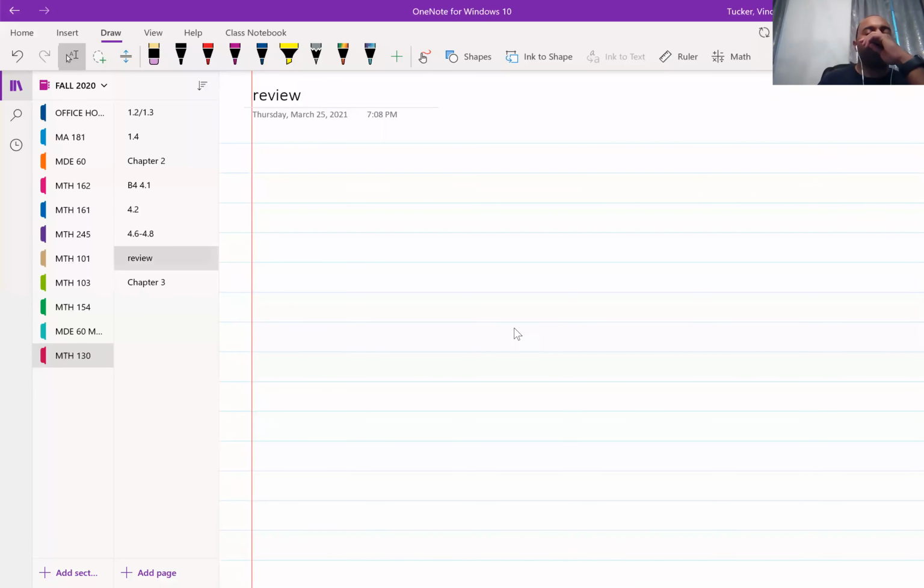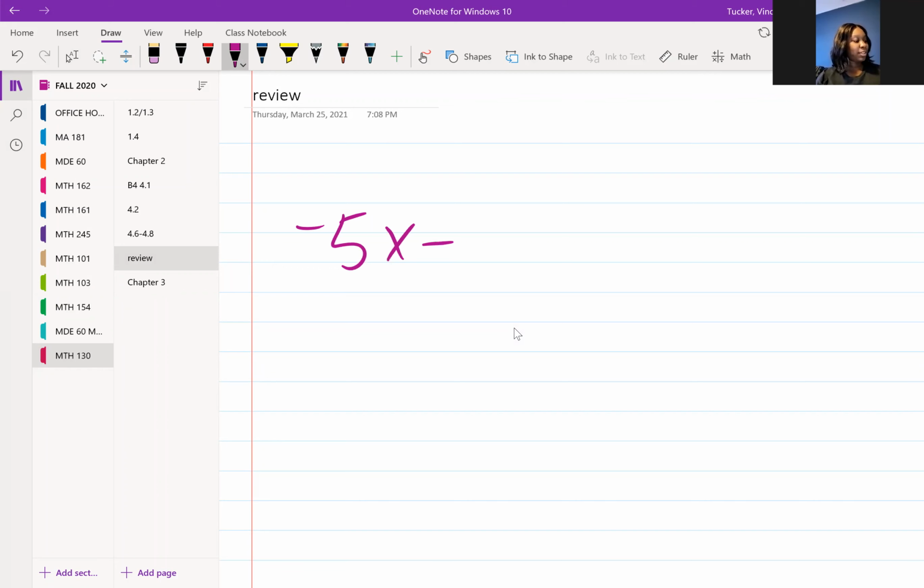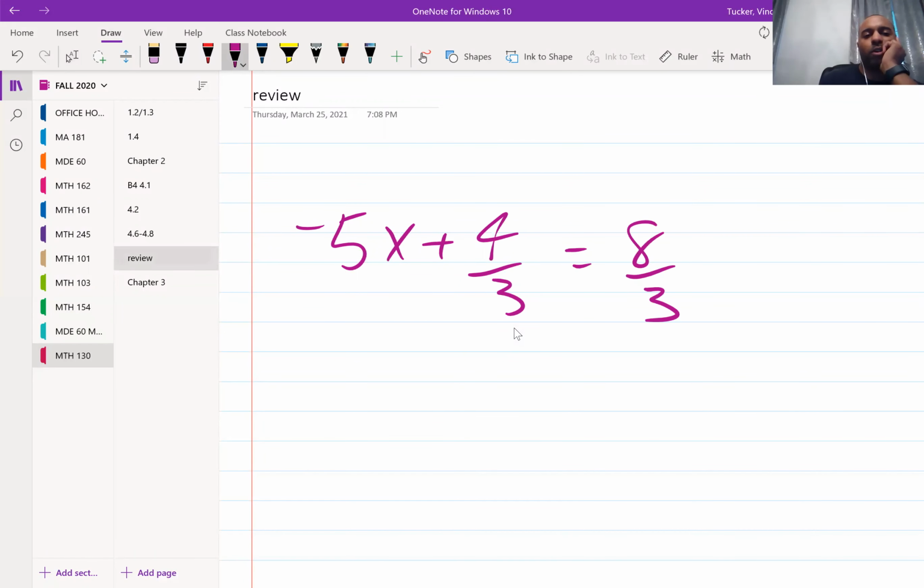All right, what you got? All right. And because all the problems are similar to this, it's negative 5x plus 4 over 3 equals 8 over 3. All right, and we're just solving for x?